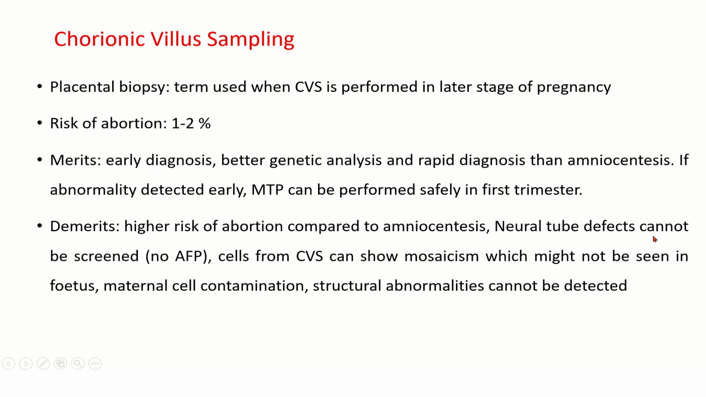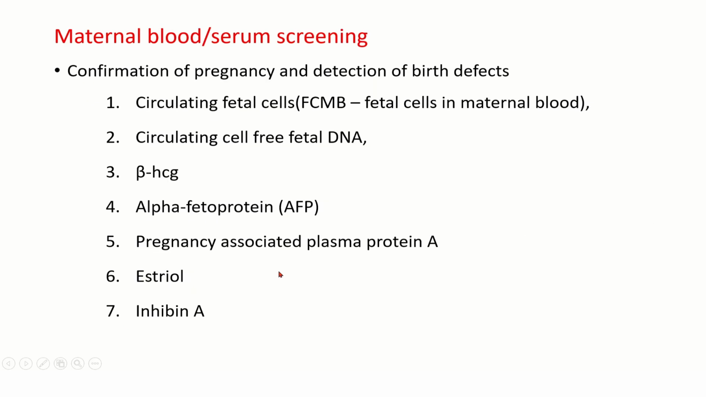The neural defects cannot be screened because alpha-fetoprotein is not available. Then cells from CVS can show mosaicism, which might not be seen in the fetus. So there might be maternal cell contamination, and structural abnormalities cannot be detected.